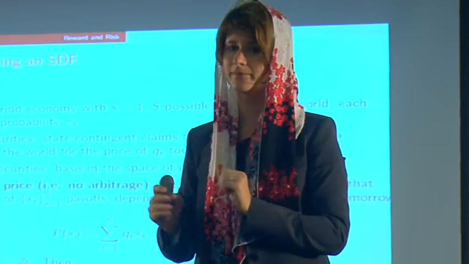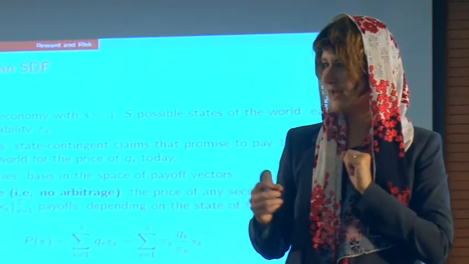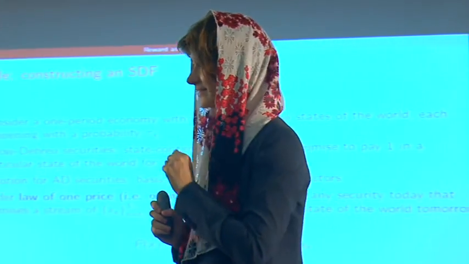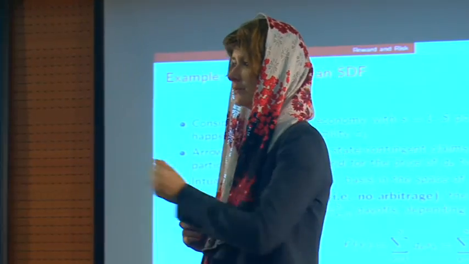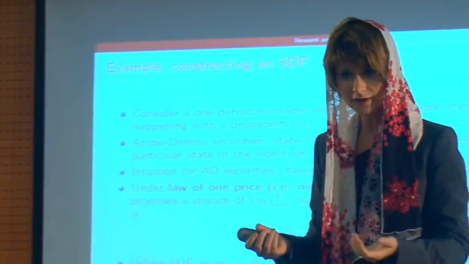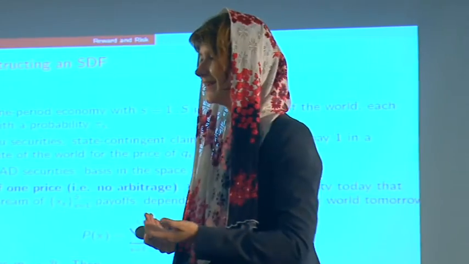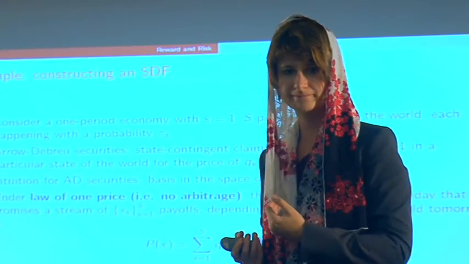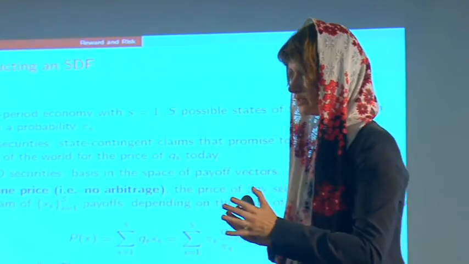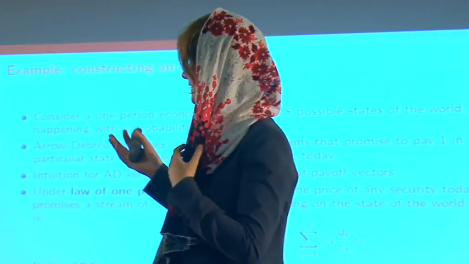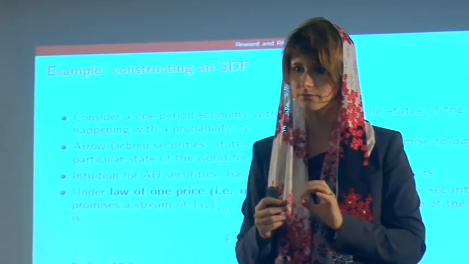Going back to the example, let's say I'm going to have a contract with Ali that if it's going to rain tomorrow, I'm going to pay him $2. If it's not going to rain tomorrow, which is probably the case, he's going to pay me $1. Okay? So this is going to be just a security. How can I think of it as a portfolio of Arrow-Debreu securities?